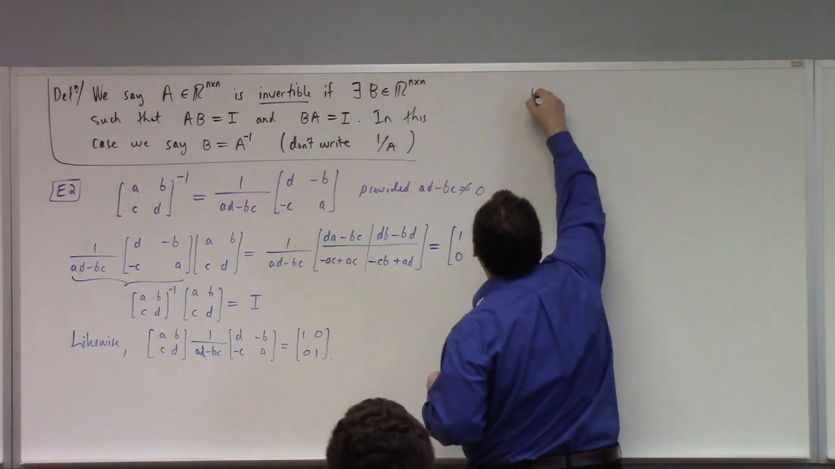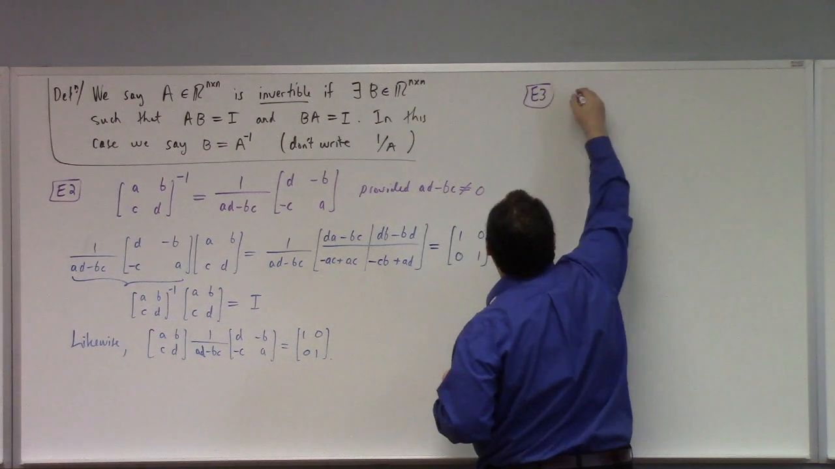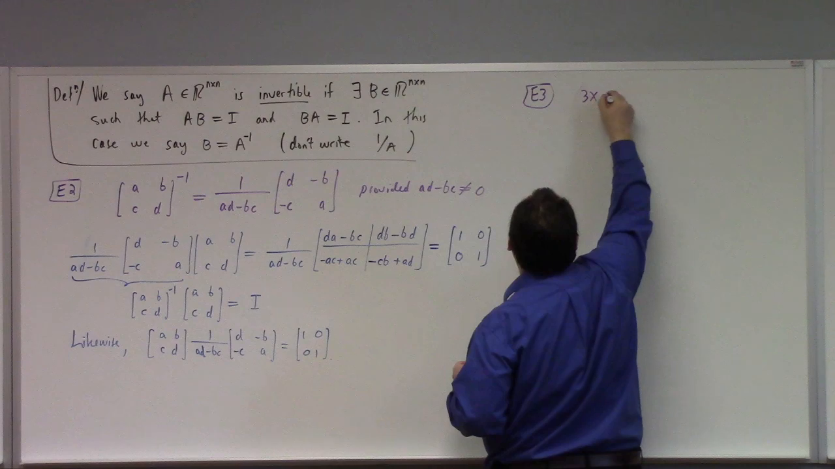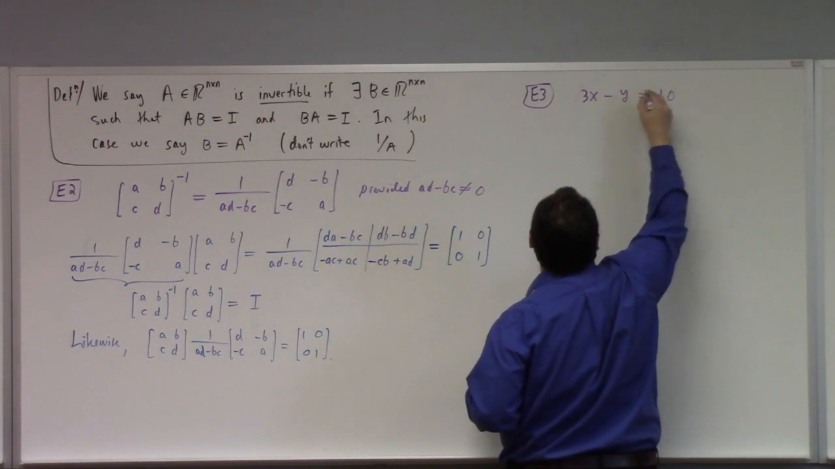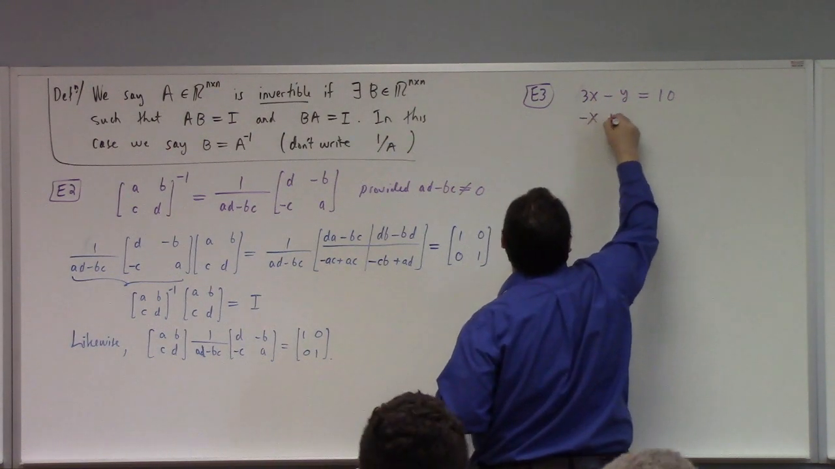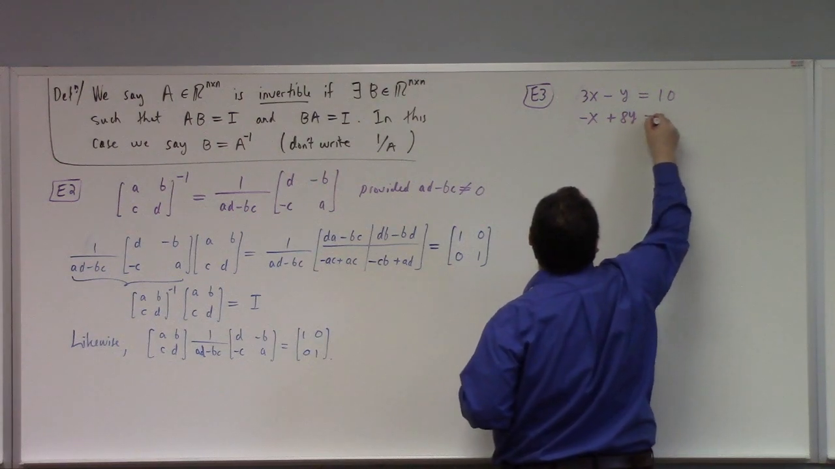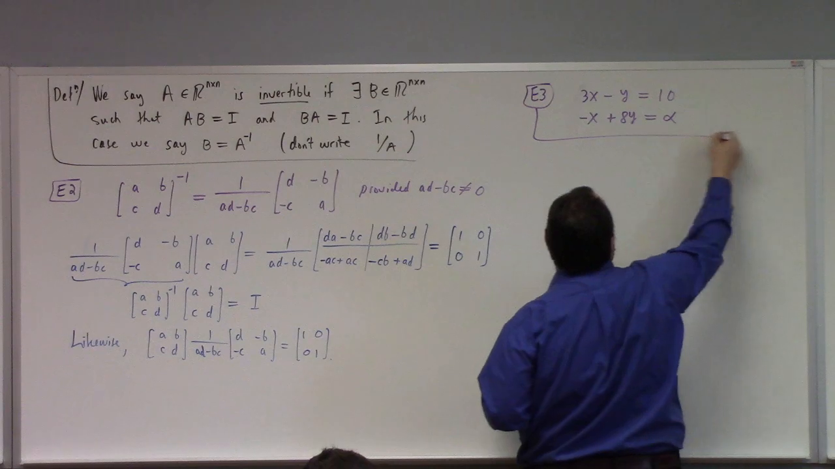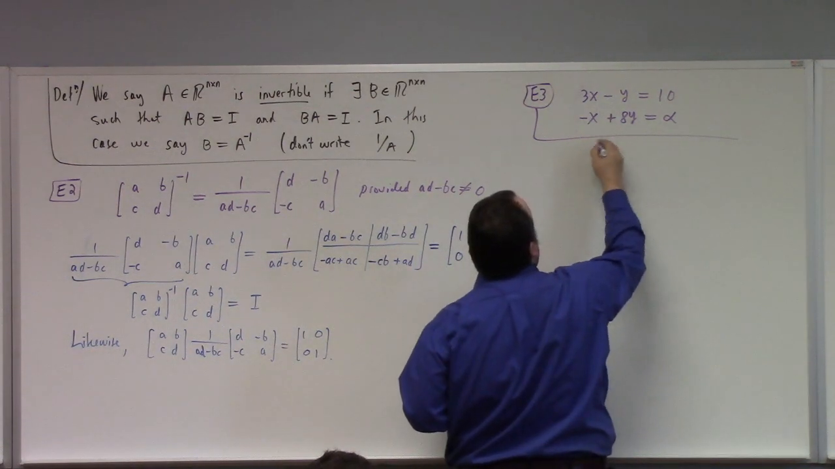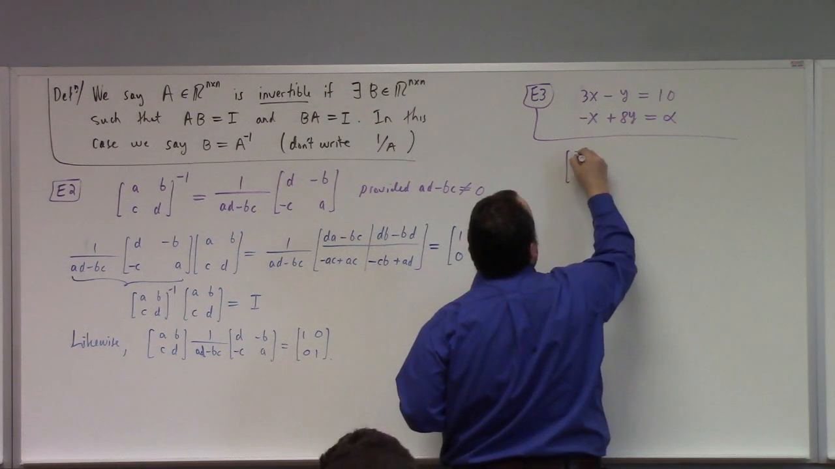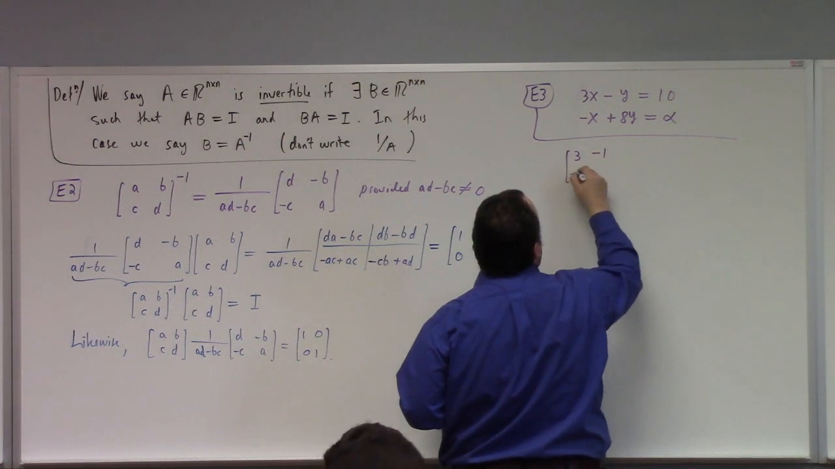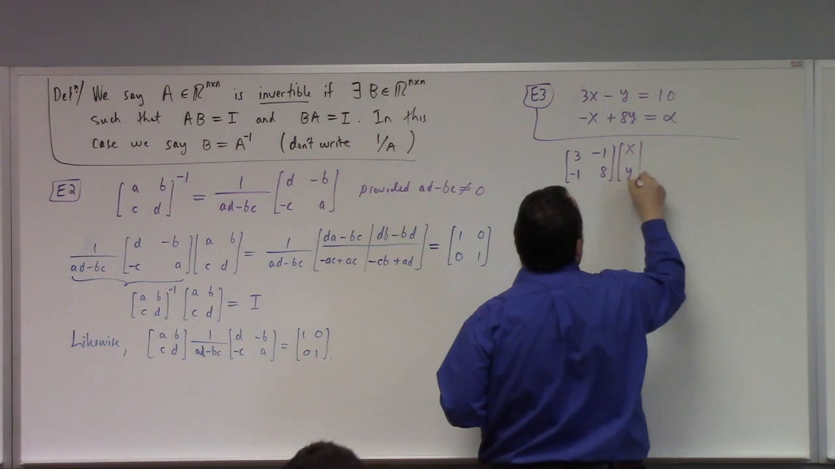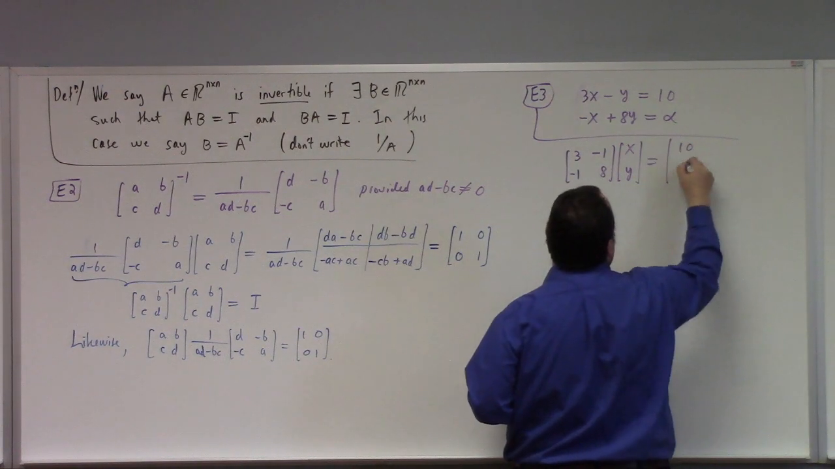So example 3. If I'm going to solve 3x minus y equals 10 and minus x plus 8y equals alpha, well, then this is the way to do it. What you've got is the matrix 3, minus 1, minus 1, 8, times x, y, equals 10, alpha.